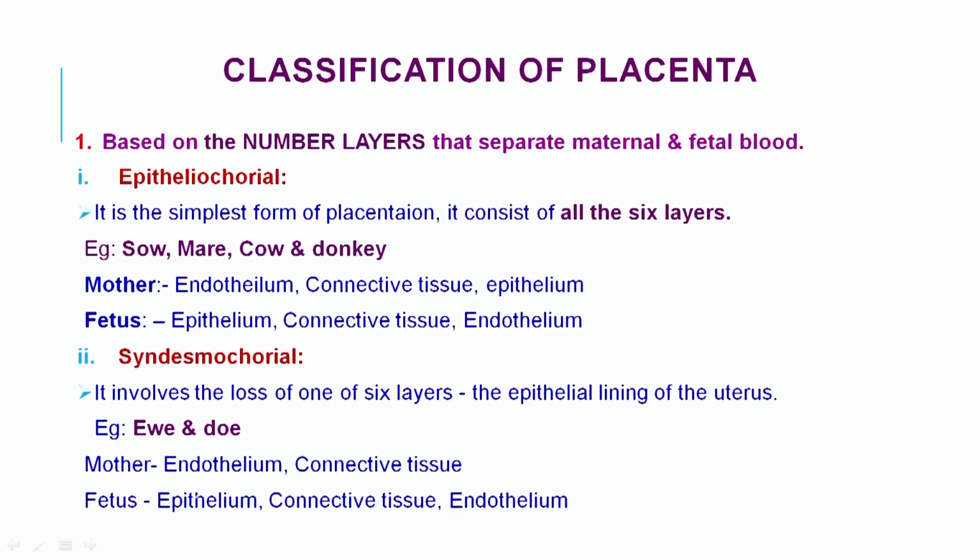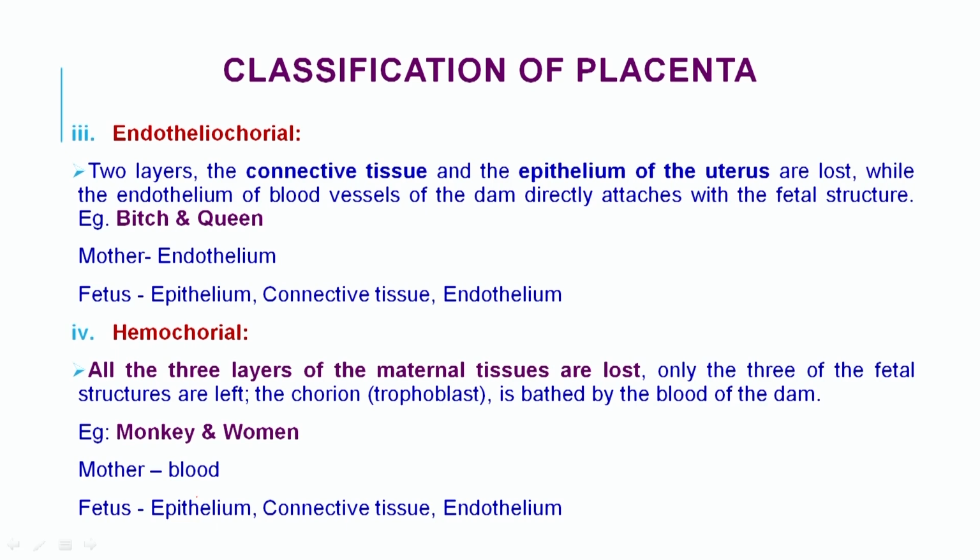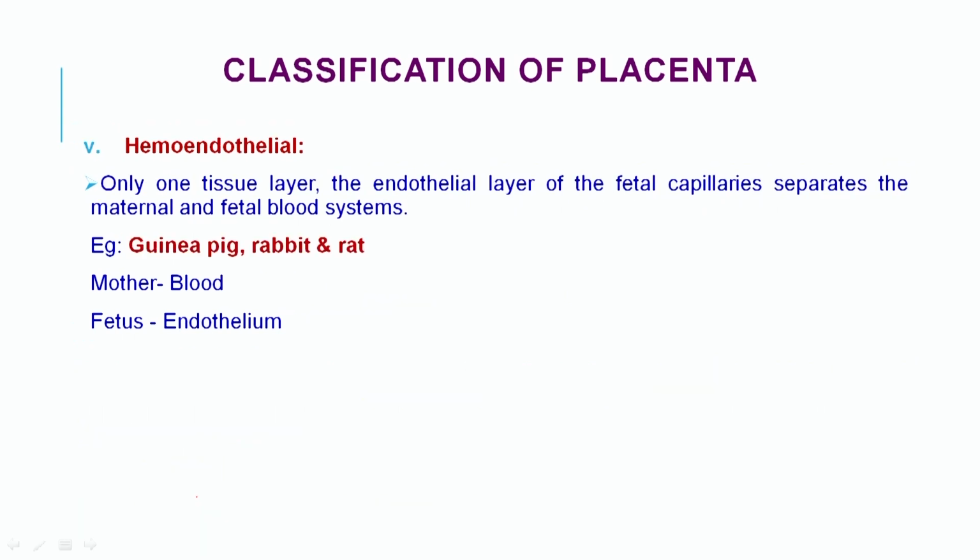Based on the number of layers, the placenta has been divided into epitheliochorial, which is found in the mare, sow, cow, and donkey. Syndesmochorial is found in the ewe and doe. Endotheliochorial is found in the bitch, where the endothelium is the only layer remaining on the maternal side. And hemochorial is found in the monkey and woman, where all 3 layers have disappeared from the maternal side. Hemoendothelial is found in the guinea pig, rabbit, and rats. There is no layer on the mother's side, and on the fetal side only endothelium is present.